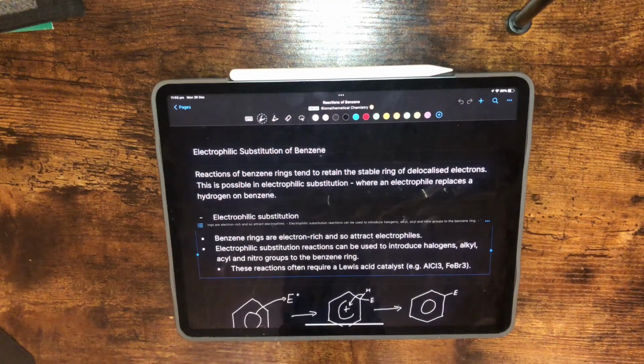So, electrophilic substitution of benzene, right? Reactions of benzene rings tend to retain the stable ring of delocalized electrons. We call that aromaticity, as said in the previous video. This is possible in electrophilic substitution, when an electrophile replaces a hydrogen on benzene.